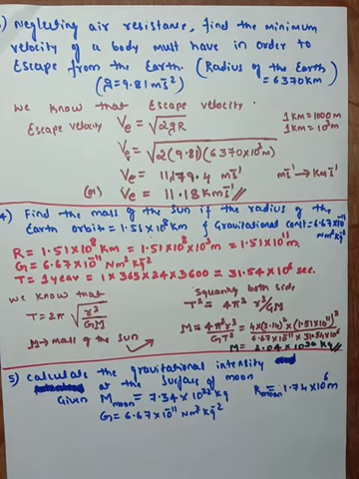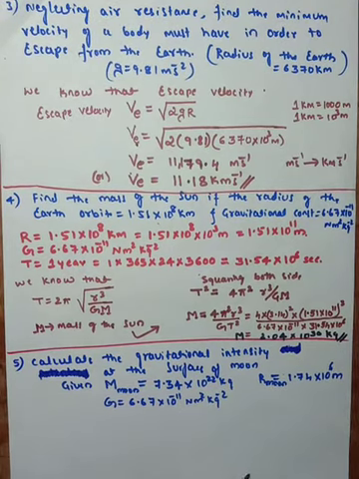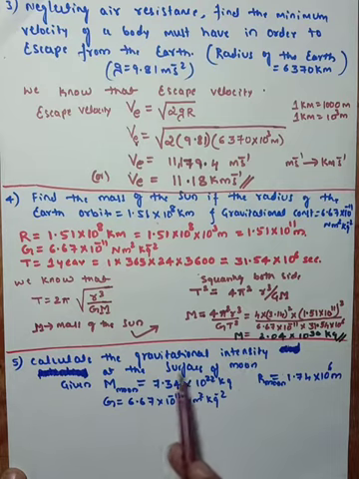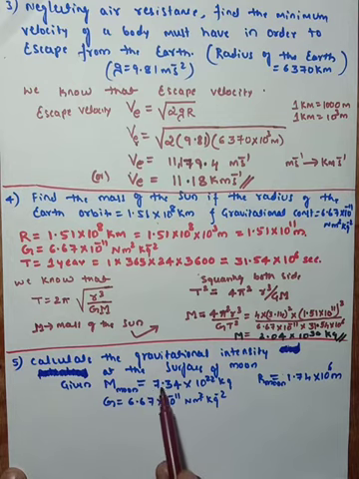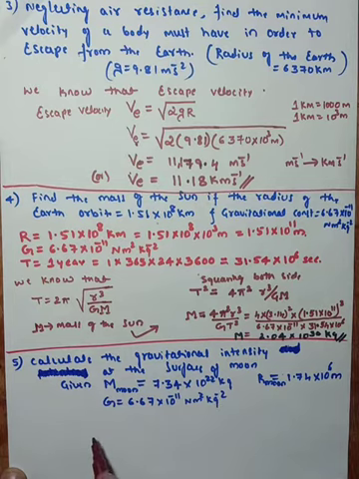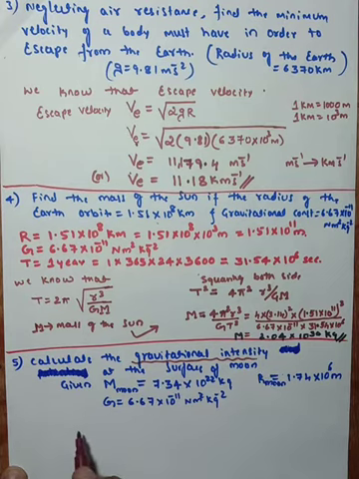Yes students, let's move to the last problem of this video. Calculate the gravitational intensity at the surface of the moon. Given quantities: mass of the moon is 7.34 into 10 raised to 22 kg, radius of the moon is 1.74 into 10 raised to 6 meter, gravitational constant 6.67 into 10 raised to minus 11 Newton meter square per kg square. But remember, they asked for gravitational intensity. What is the meaning of that?